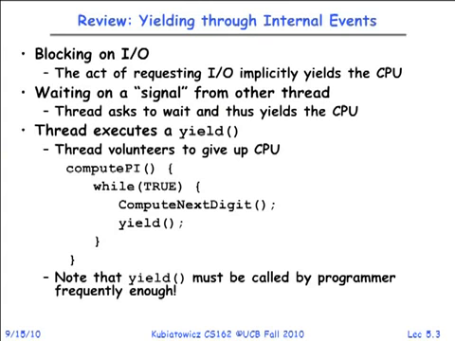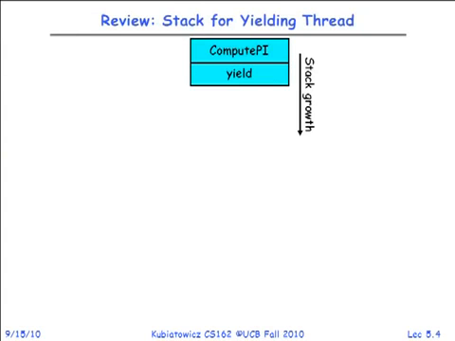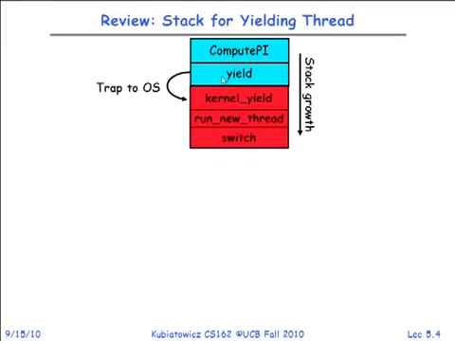Now, the stack for yielding was a pretty interesting thing, which was the beginning of our discussion about what's going on. What we showed here, for instance, was some routine like compute pi that yields every digit. That was an example we gave. And what happens when it yields is it first traps into the operating system. Why do we have to trap into the operating system here? Why do we have to go from blue to red on my diagram? Does anybody remember?